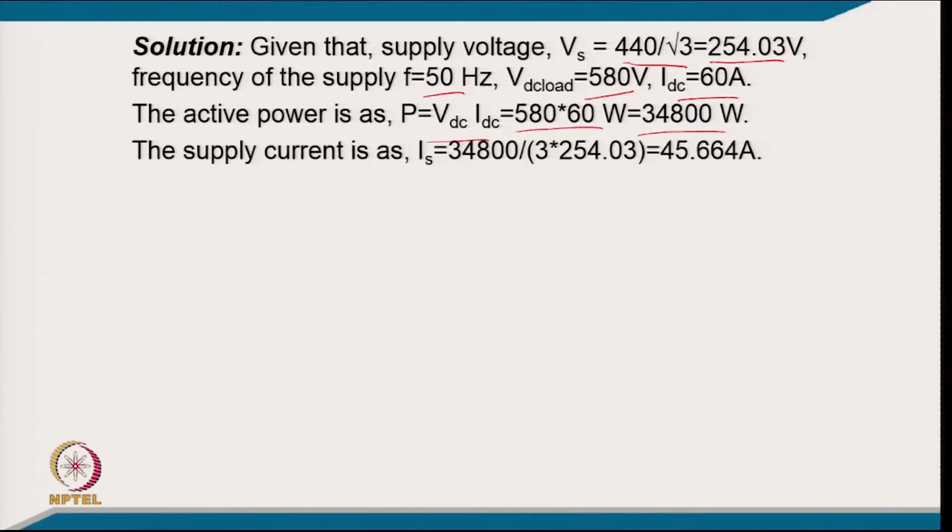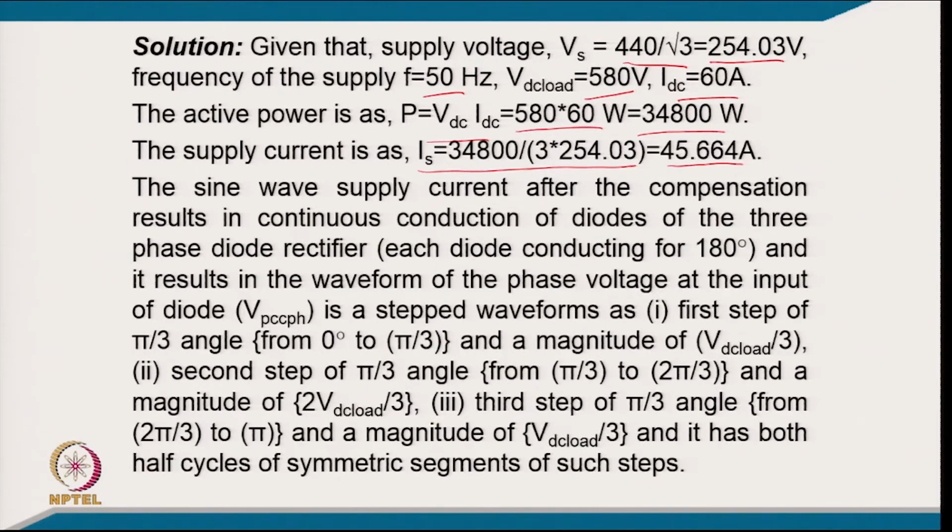The supply current, its RMS supply current, will be this power of 34,800 watt divided by 3 into 254.03, that is the phase voltage. So, the RMS current of supply with the sinusoidal waveform, of course, at unity power factor with only active power flow, is 45.664 ampere.